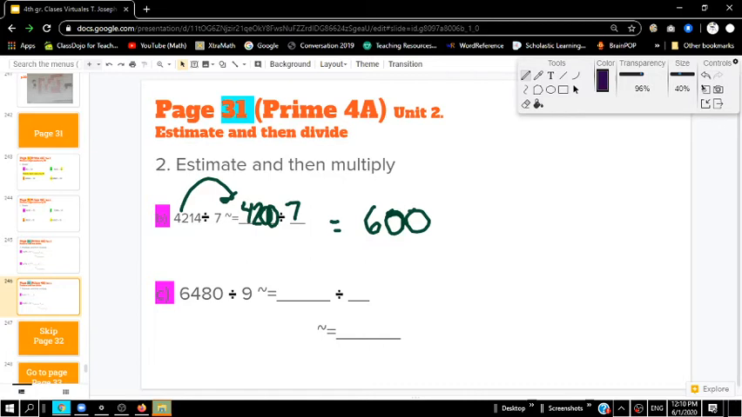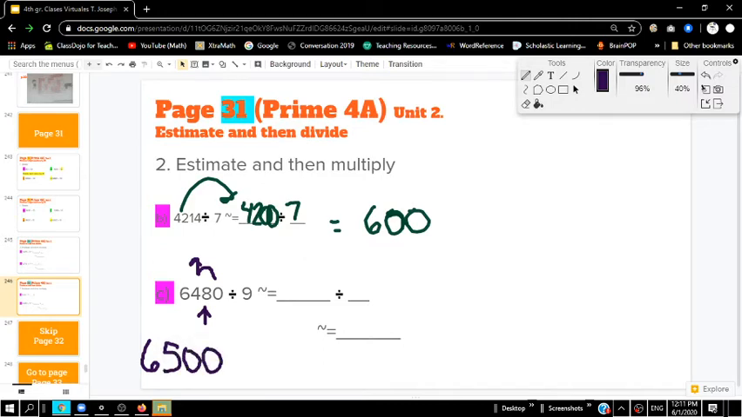6,480 can be estimated in many different ways. We could estimate it to the nearest 1,000, the nearest 100, the nearest 10. I think I'm going to estimate this to the nearest 10. So in other words, this 8 is going to tell this 4 to go up. Okay, so my estimation is going to be 6,500.